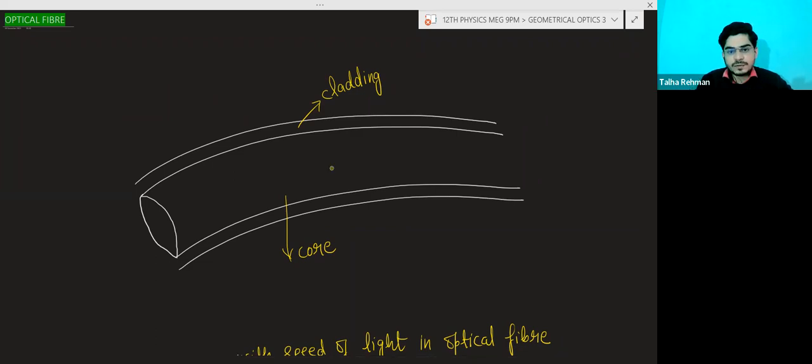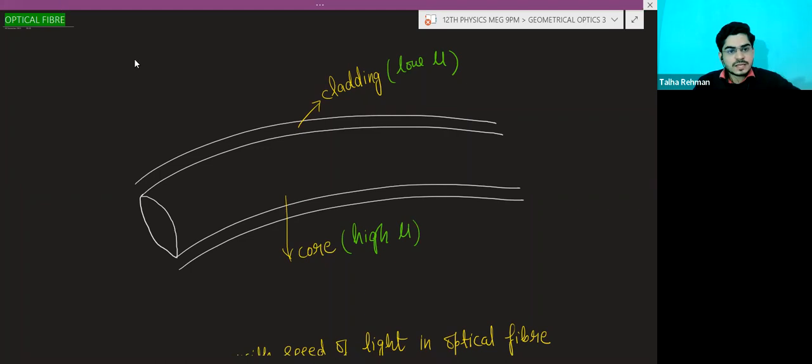So this cladding has low refractive index. And this core has high refractive index as compared to the cladding. High refractive index, high mu. Mu is the refractive index. So in this case also the total internal reflection will take place.